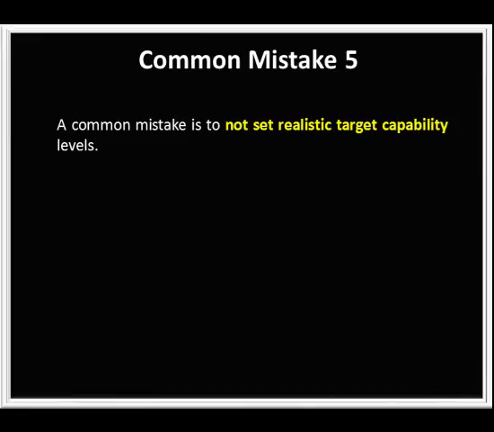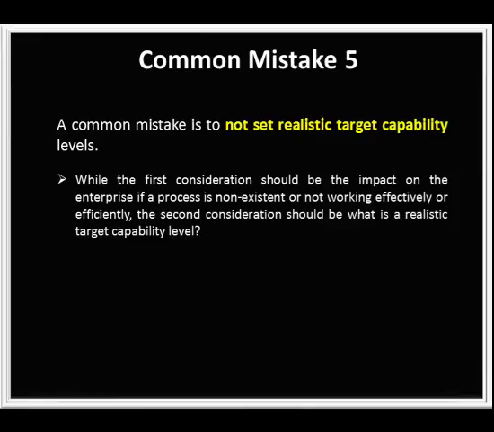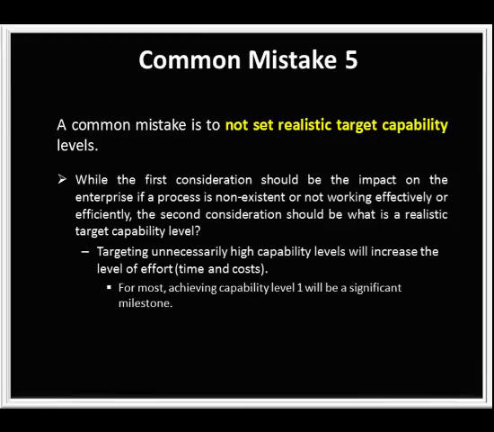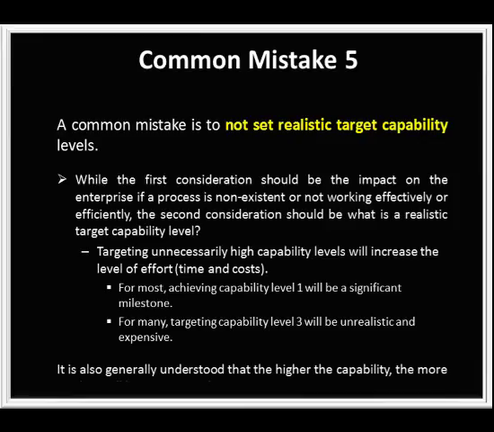A common mistake is to not set realistic target capability levels. While the first consideration should be the impact on the enterprise if a process is non-existent or not working effectively or efficiently, the second consideration should be what is a realistic target capability level. Targeting unnecessarily high capability levels will increase the level of effort. Level 1 will be a significant milestone. For many, targeting capability level 3 will be unrealistic and expensive. It is also generally understood that the higher the capability, the more costly it will be to operate the process.